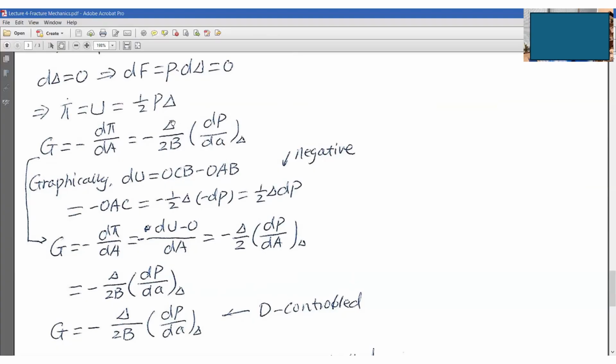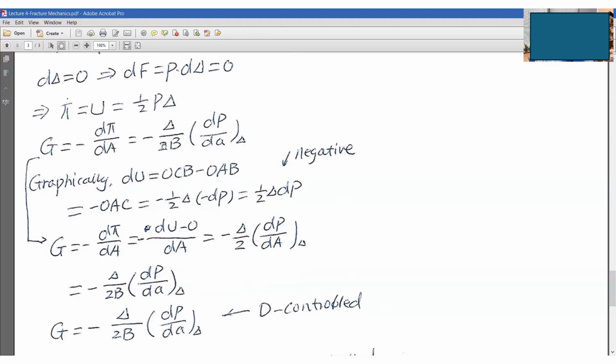So you can have this is the delta. Delta is a constant, so delta is taken out. We have dP and dA. Right, guys? Any questions? This half is this half. Any questions, guys? Because you should know that this is energy.